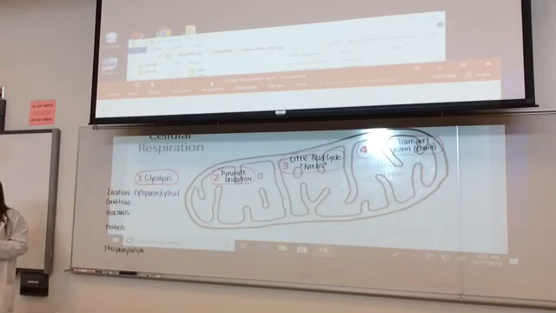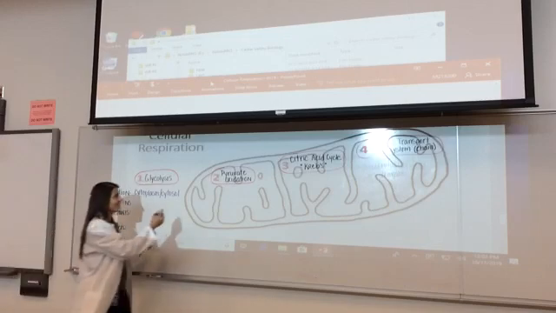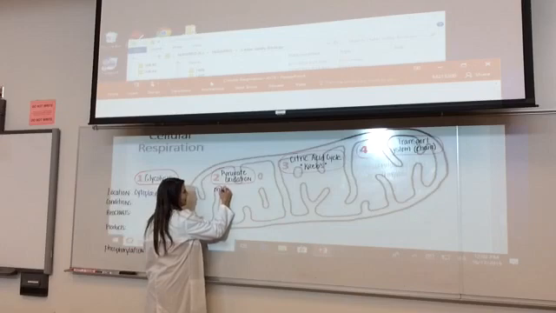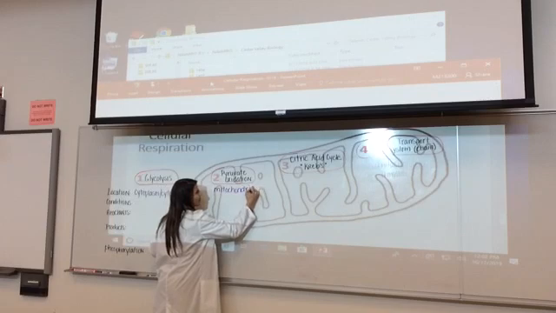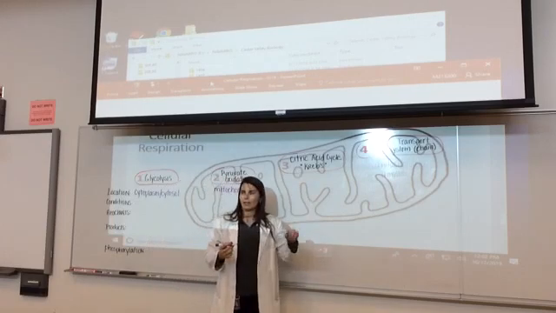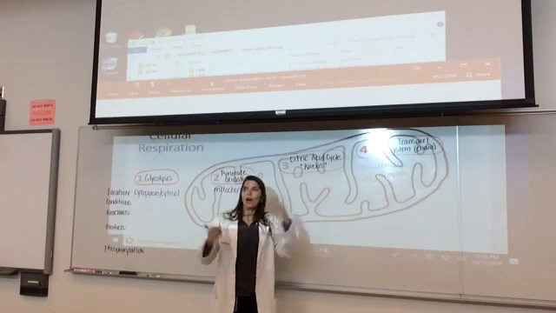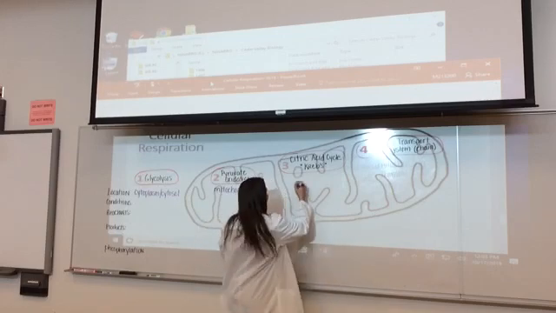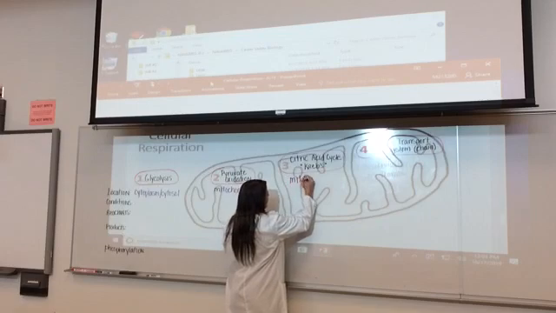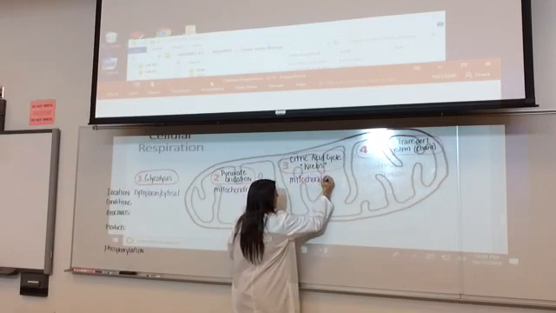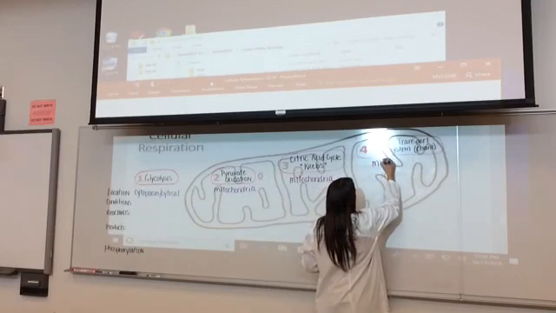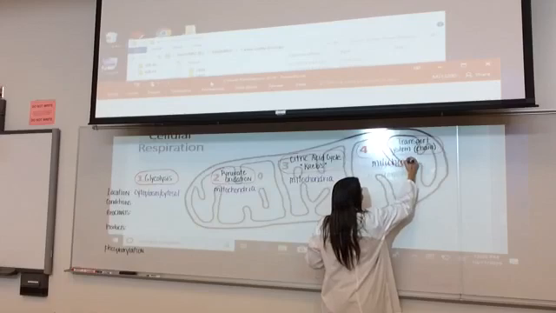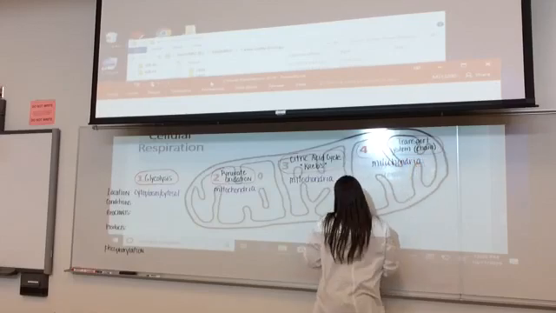Where does step 2 occur? Yeah, it's just inside. It's in the mitochondria. Which is why I like to have you diagram it, because then you can physically see it. What about step 3? It's also in the mitochondria. What about step 4? It's also inside the mitochondria. Okay?